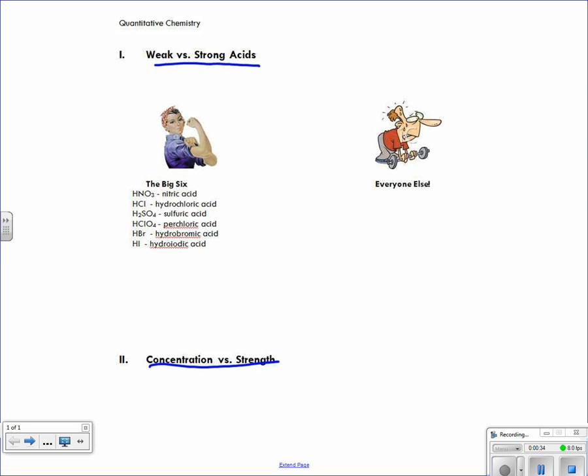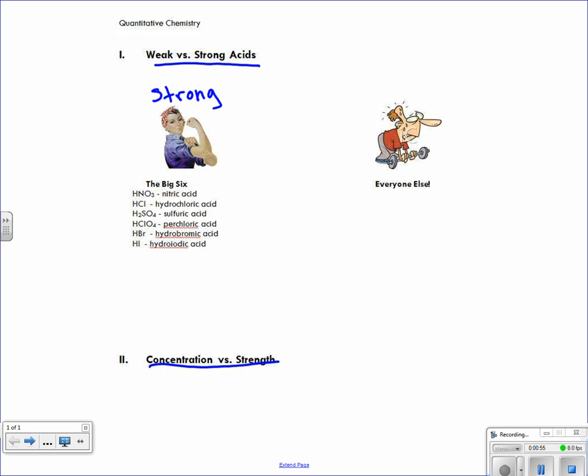We can divide it into two categories. The strong acids are over here, over by Rosie the Riveter. The strong acids are basically 6 of them: nitric, hydrochloric, sulfuric, perchloric, hydrobromic, and hydroiodic. And these are classified as the strong acids. All other acids are classified as weak acids.